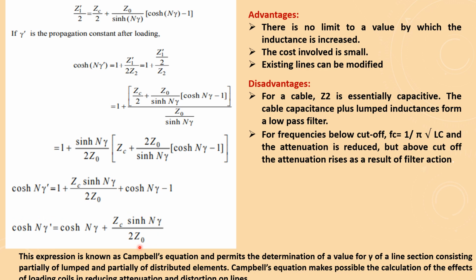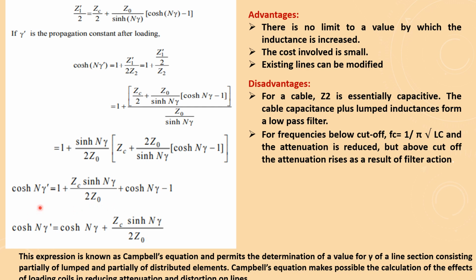The purpose of this Campbell equation is that it permits the determination of the gamma n of a line which consists partially of lumped elements and partially of distributed elements. So it has two factors. One represents the partial elements, that is the lumped elements. The other one represents the distributed elements.